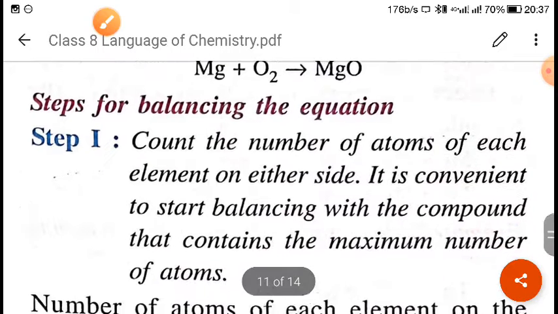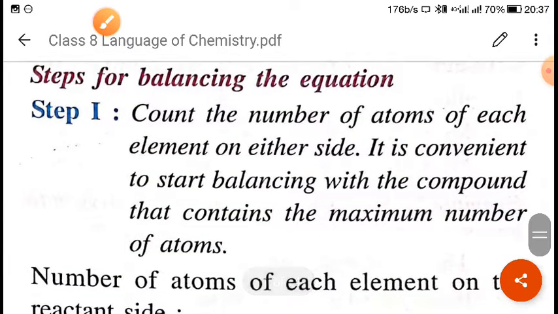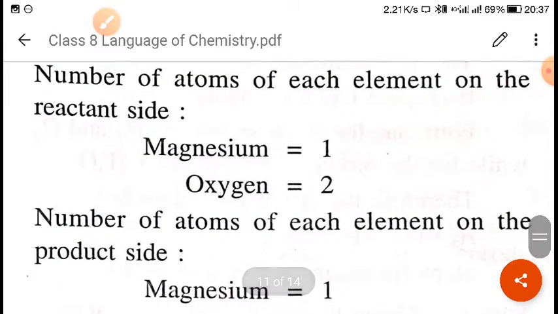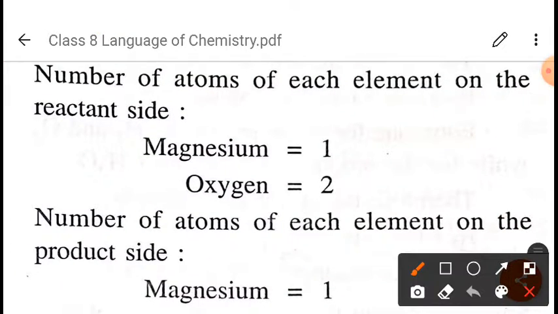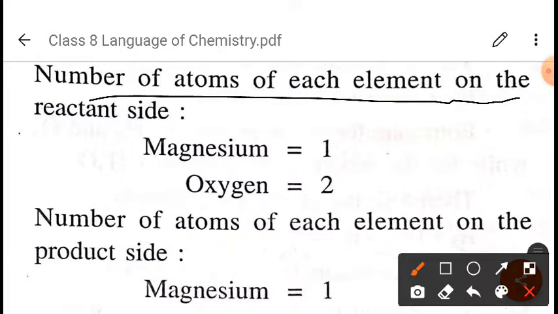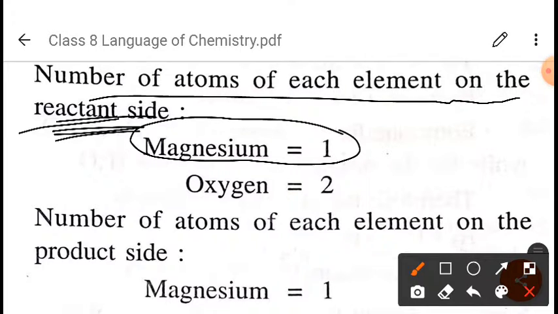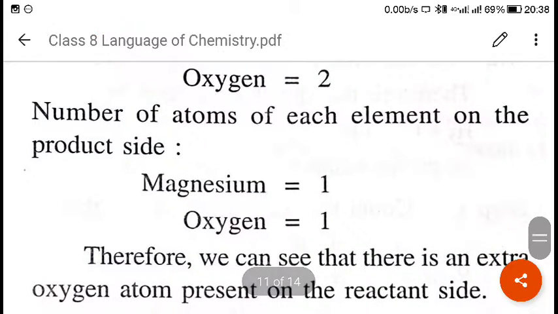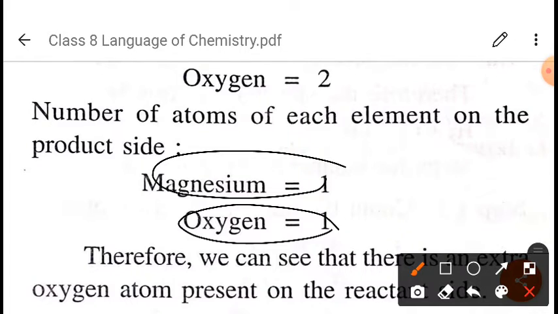Okay, so as you can see, first of all we have to count. When you count, you will see in MgO magnesium is 1. Count the number of atoms of each element on the reactant side, the left hand side. So magnesium there is 1, as I have already told you. Oxygen is 2, right? Again, if you count the product side, there magnesium will be 1 and oxygen will be 1, right?